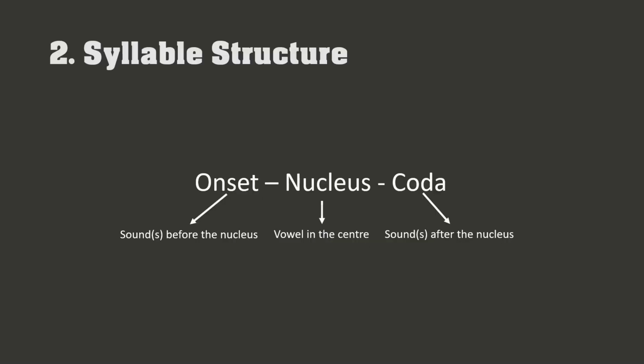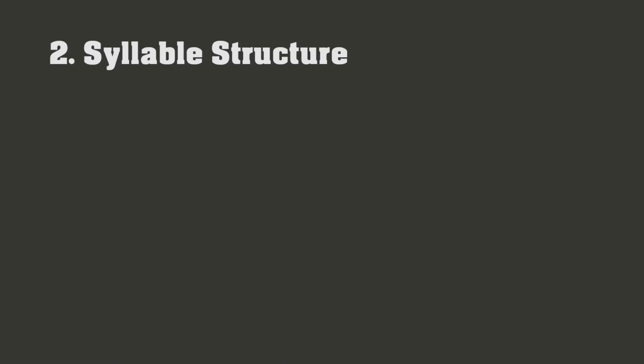So now we move on to syllable structure. Now there's three parts of a syllable structure: the onset, nucleus and coda. The onset are the sounds before the nucleus. The nucleus is the vowel in the center of the syllable structure, and the coda are the sounds after the nucleus. Look a bit more into that now.